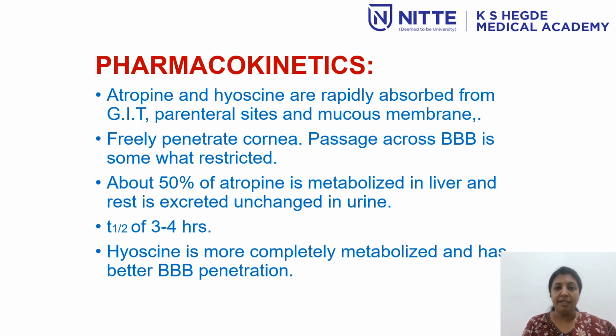Now coming to the pharmacokinetics. Atropine and hyoscine are rapidly absorbed from the GIT and parenteral sites as well as the mucous membrane. They can freely penetrate the cornea, and passage across the blood-brain barrier is somewhat restricted. About 50% of atropine is metabolized in the liver and the rest is excreted unchanged in the urine. They have a half-life of 3 to 4 hours, whereas hyoscine is more completely metabolized and has better blood-brain barrier penetration.